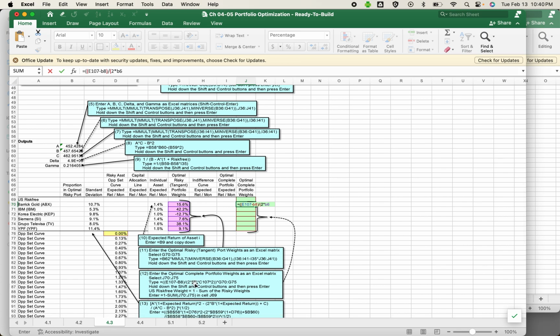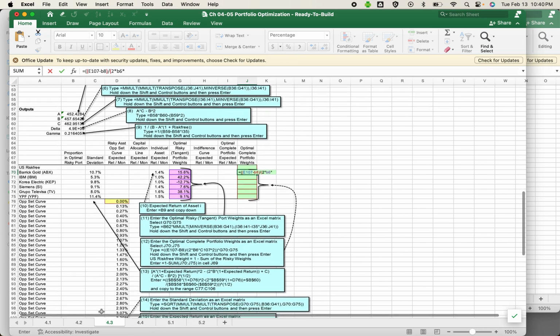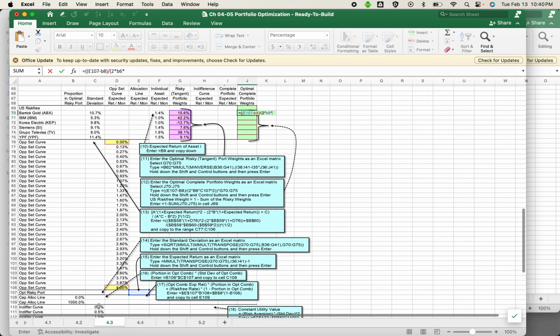I have my 2 times coefficient of risk aversion and times C107, which for the time being is also not here for now, but it is the standard deviation of the optimal portfolio. And we'll get there in a minute. We square this, close parentheses, and again, I'm going to multiply this by G70, G75, which is those cells.